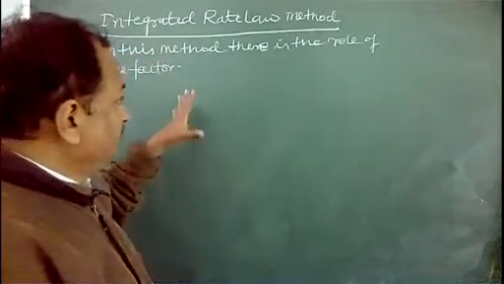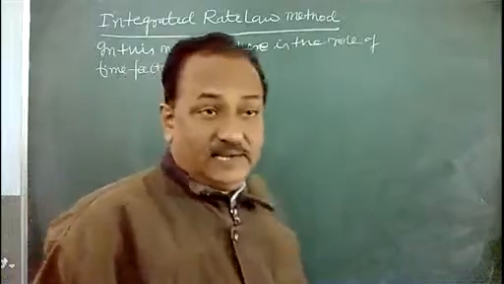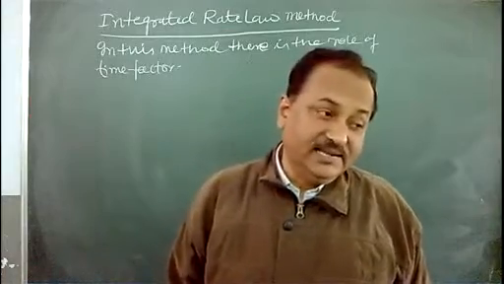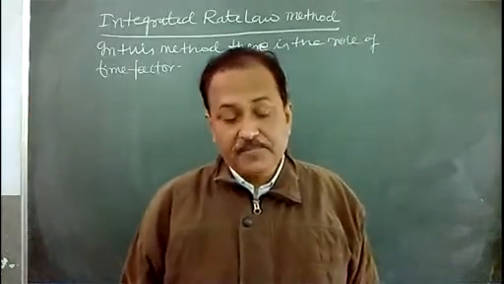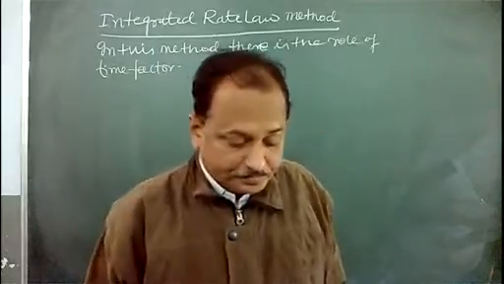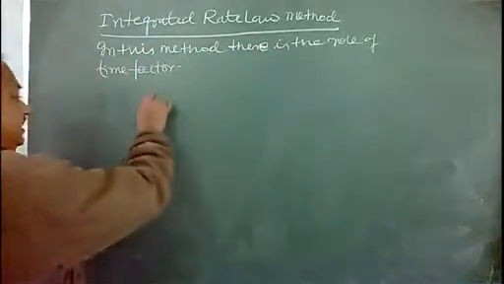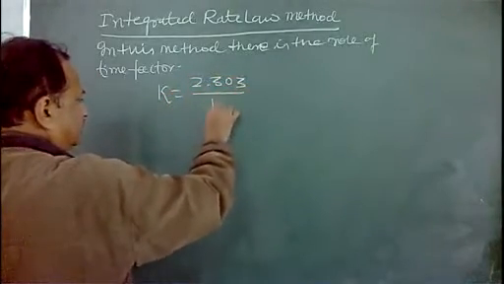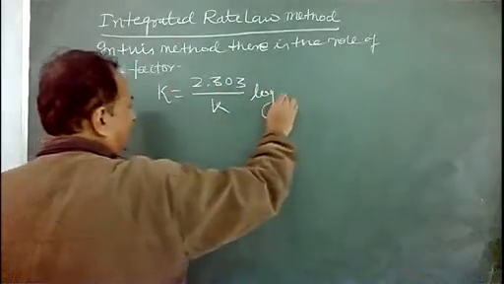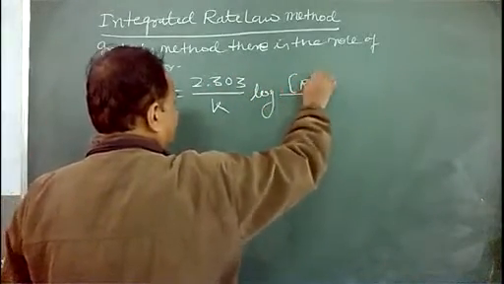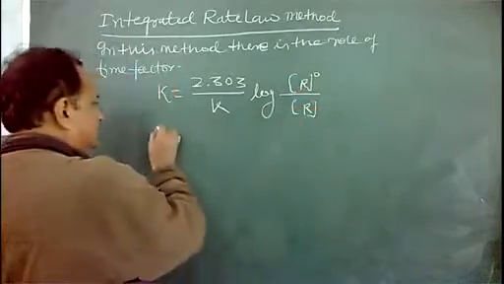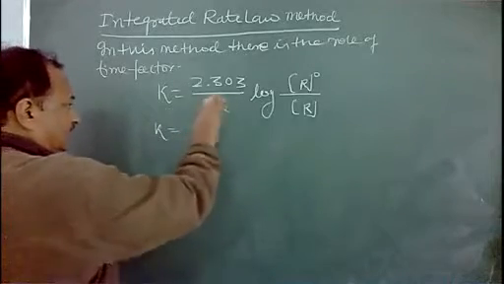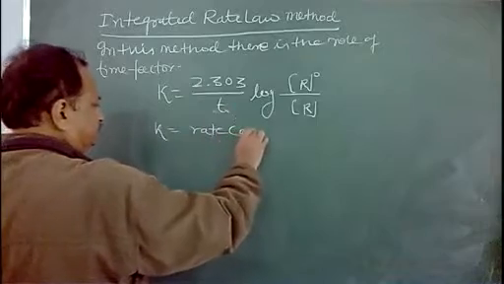As a result we get an equation, and it is based on integration, and as a result it is called the integrated rate law equation. By solving we get the integrated form, and here k is equal to 2.303 upon t log R naught upon R. So this k is the rate constant.